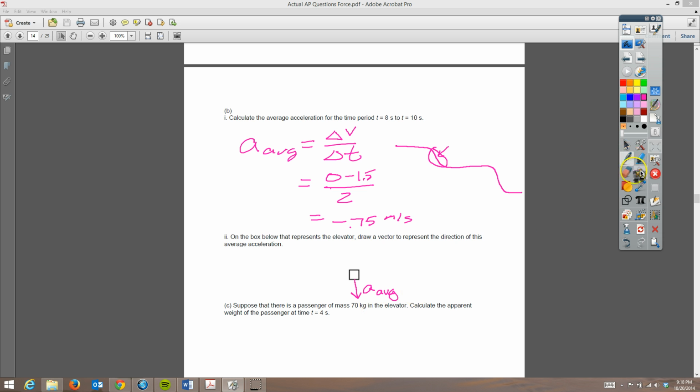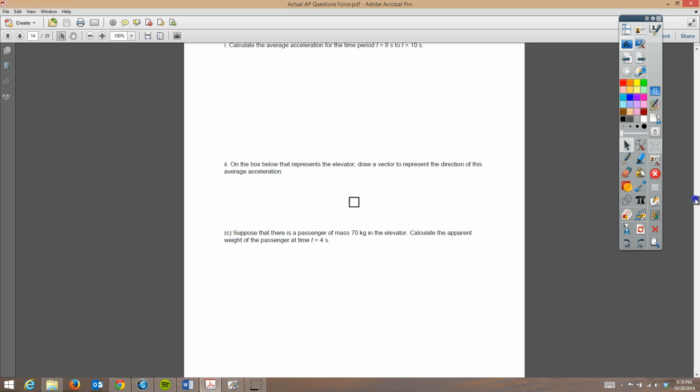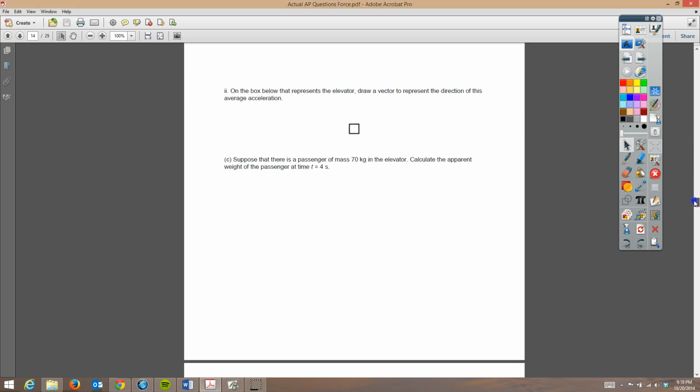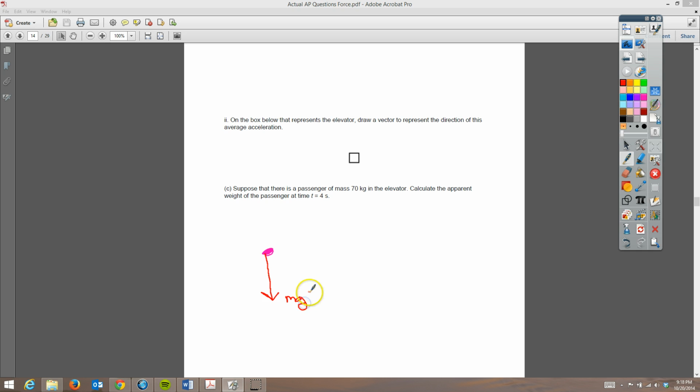On the next part, they now want us to decide, since there's a passenger on this thing with a mass of 70 kilograms, calculate the apparent weight of the passenger at t equals 4 seconds. So let's go ahead and draw the passenger. So here's our passenger. We're going to draw a diagram. And then we know that going down in this direction, we really just have mg. And it says calculate the apparent weight at 4 seconds.